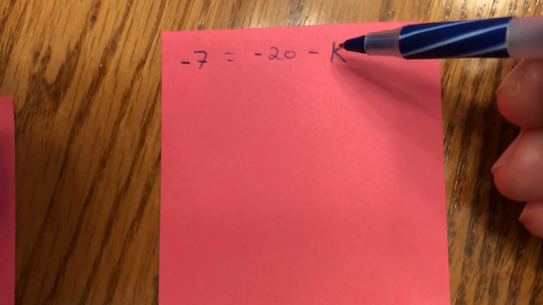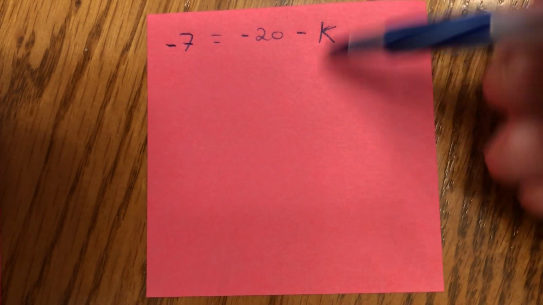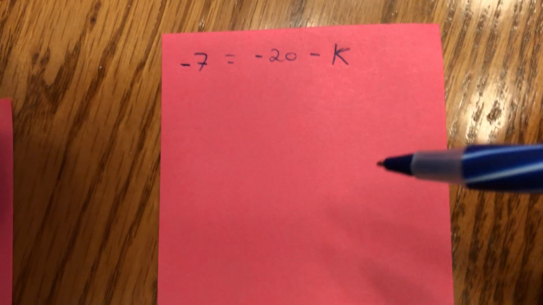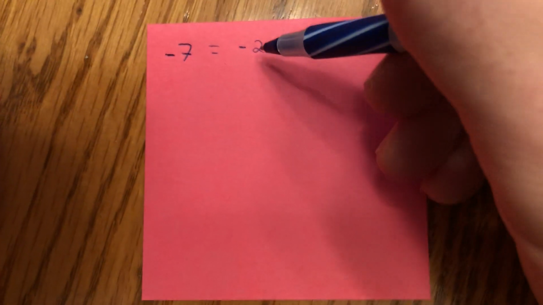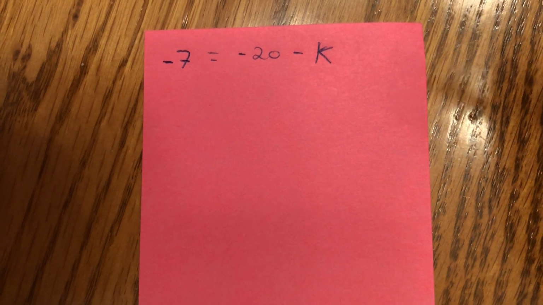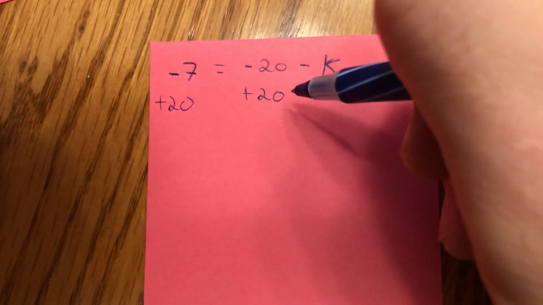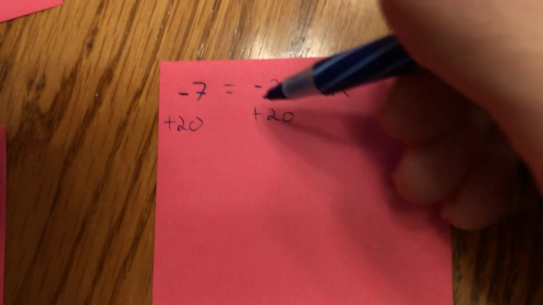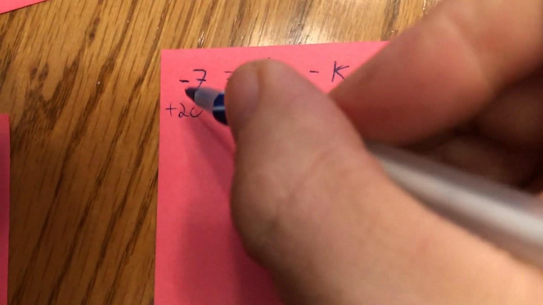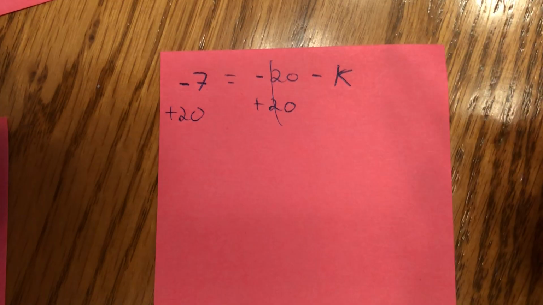Cool. So of course, I'm trying to find k. I want to figure out what k is equal to. I want k by itself. So before I can do that, I got to get rid of this -20, tying it down. Well, what's the inverse of -20? +20. Do it on both sides. Equal. Fair. Cool. Cancel.